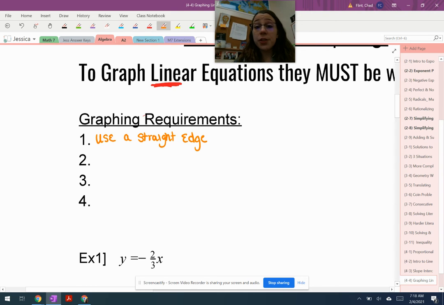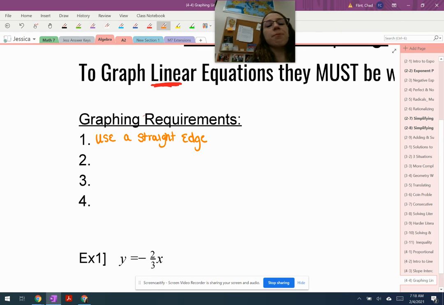I have a ton of rulers here that you are more than welcome to use. If not, you have things that have straight edges at home, right? Books, your phone. You can use the side of your phone to draw a straight line even. So make sure you're using a straight line. I don't want to see any curvy lines because they're not lines then.